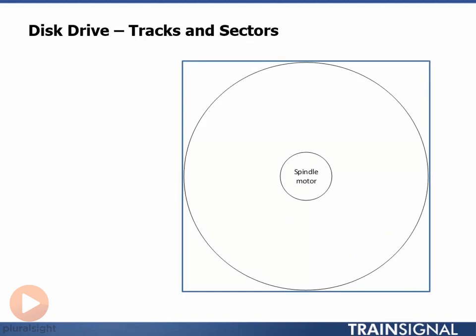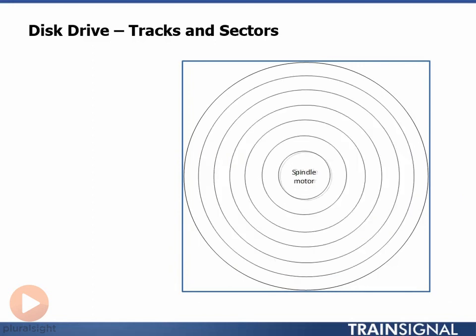Each platter surface, top and bottom, is divided into tracks and sectors. So let's take a look at a few diagrams to help explain how this is done. First up, we can see a single platter surface with the physical spindle motor at the centre. First of all, the surface is divided into tracks. In our diagram, we've divided our platter surface into 6 concentric tracks.